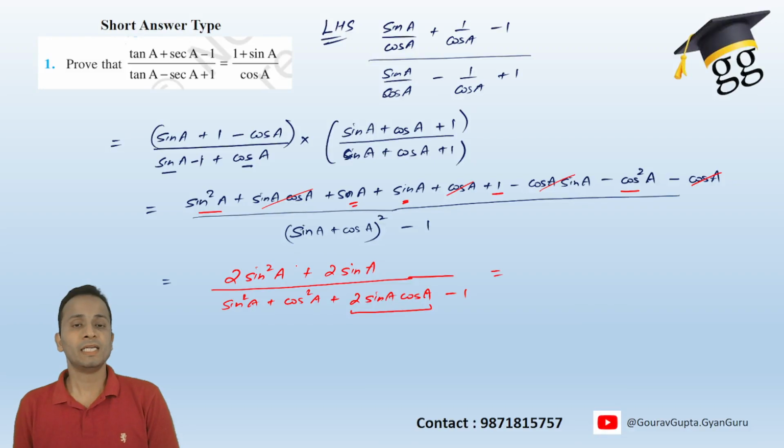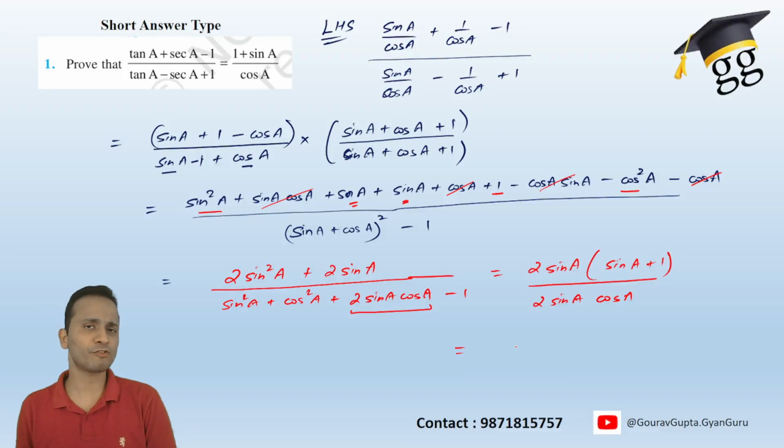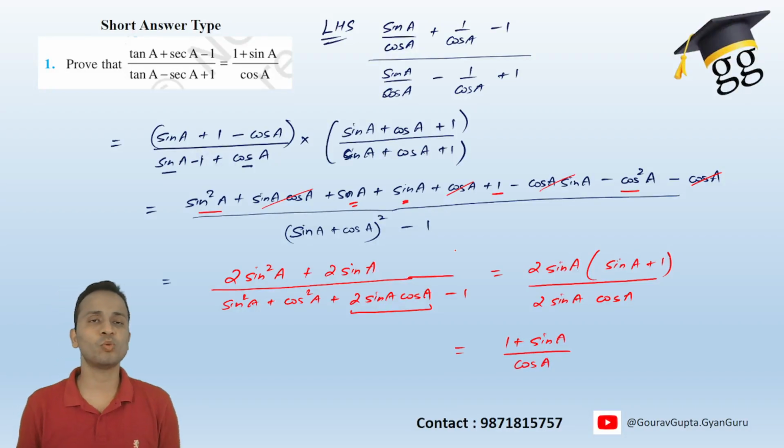Now look at the numerator. From the numerator, we can take 2 sine A common. If I take 2 sine A common, you will be left with sine A plus 1. And in the denominator, I have 2 sine A cos A. 2 sine A will cancel from numerator and denominator. So in the numerator, I will have 1 plus sine A, and in the denominator, we have cos A. And that is what we have to prove.